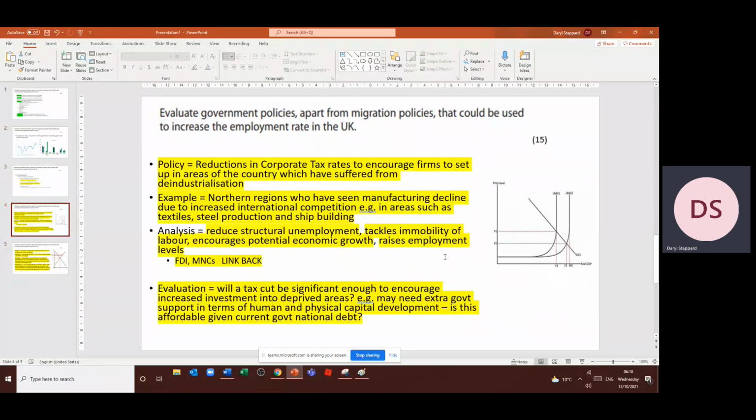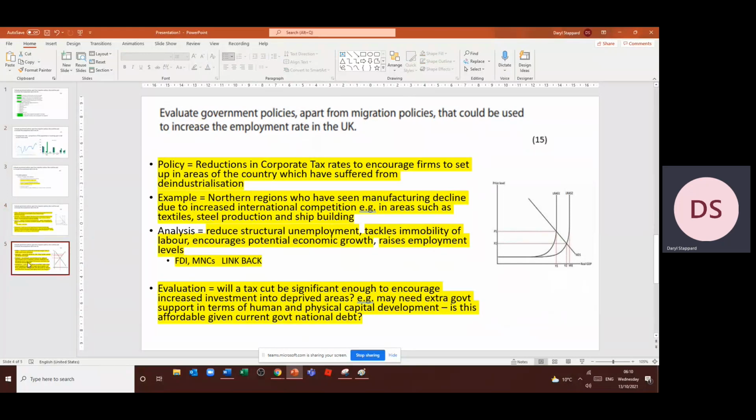So for my first policy, I talked about how corporate tax rate reductions would incentivise more investment, more foreign direct investment, lead to more MNCs operating across your economy. It would create potential economic growth, especially with targeted parts of the country with high structural unemployment. I've linked it back to how this would increase the employment rate, more output, more jobs, etc. But then the evaluation was, well, actually, for these firms, it's not just about the corporate tax rates. We've got to look at the quality of the human and physical capital as well. Can governments afford to expand spending in those areas?